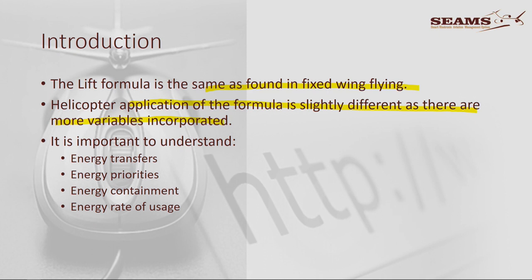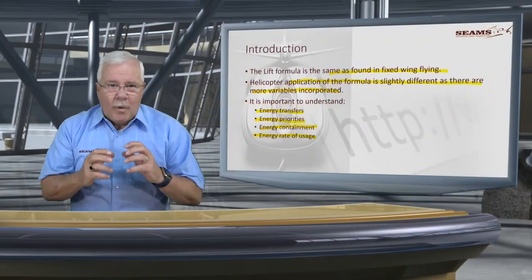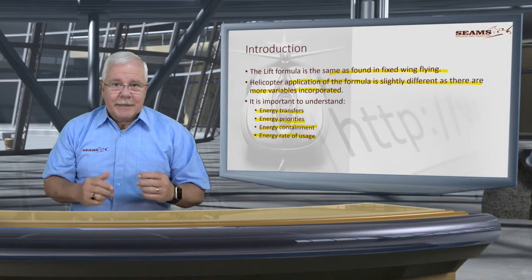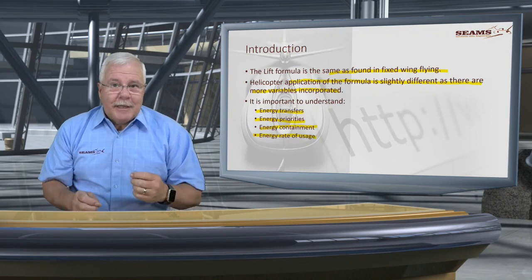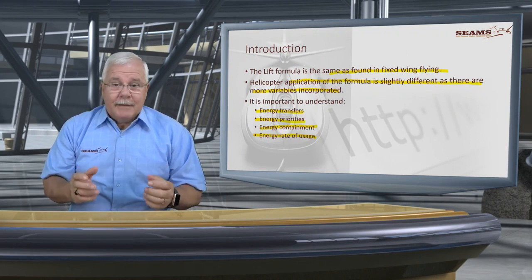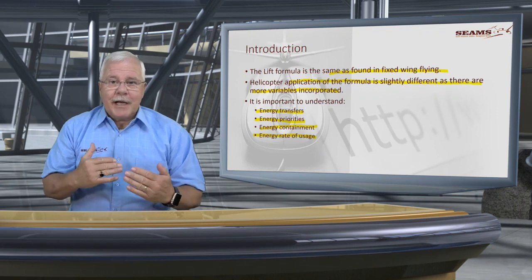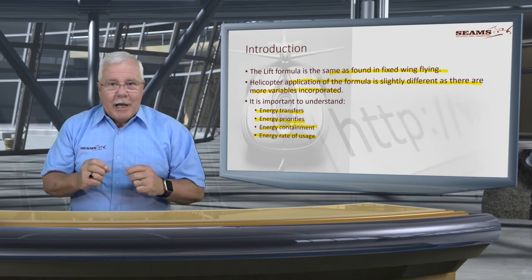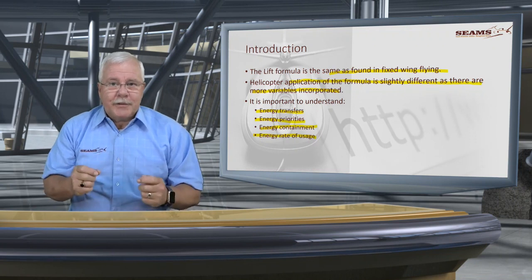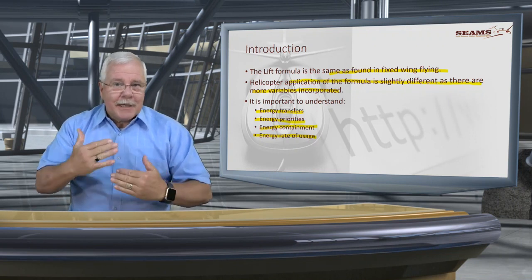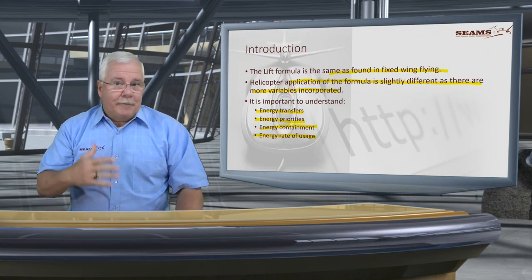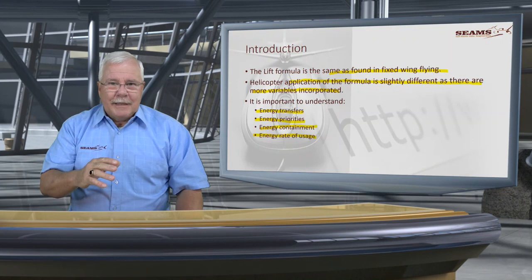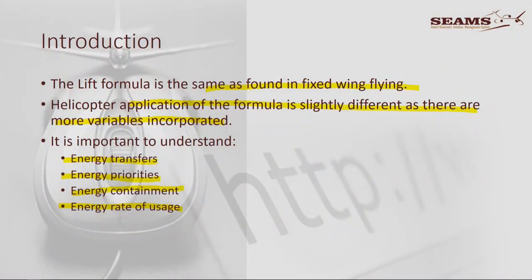It's important to understand in terms of the energies. That's the lift part, the energies part: energy transfer, energy priorities, energy containment, energy rate of usage. One of the biggest problems that we've got in helicopter flying is that somehow people think that the energy will always be there, and they don't understand that you actually can run out of energy. And how do you work with the different energies? How do they interface? And how is energy manipulated or transferred from one form to another form? It's not that big a series, so just hang in there.